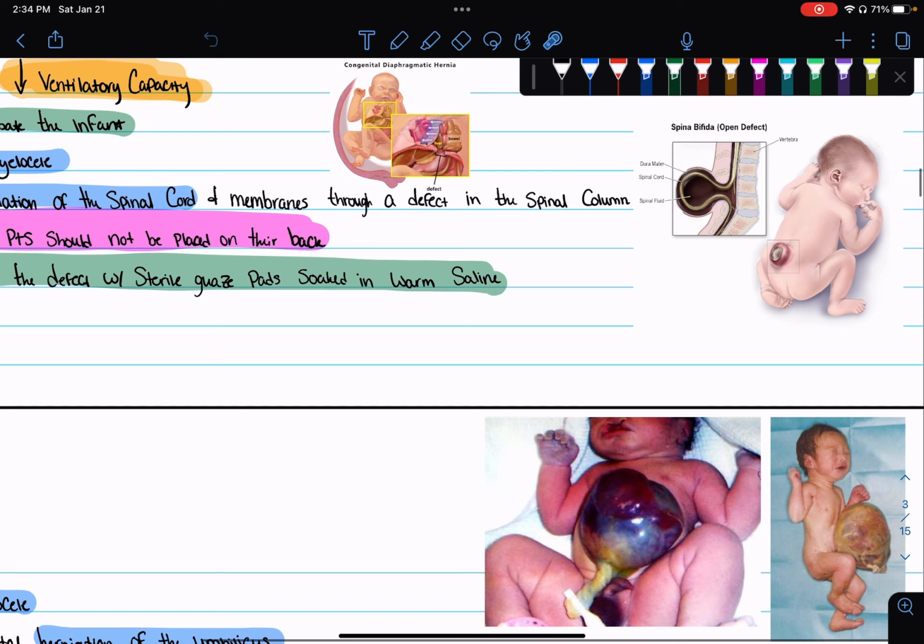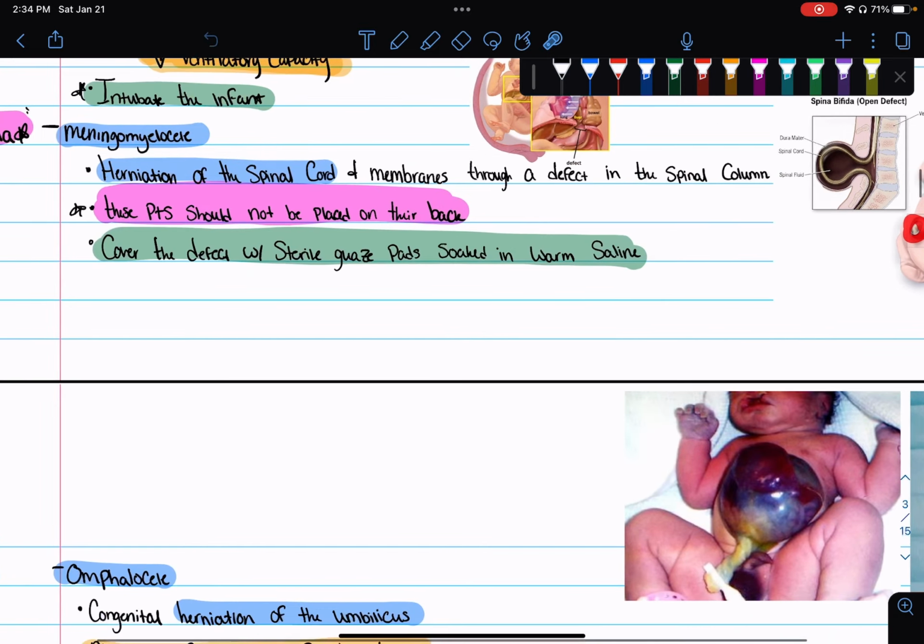For our treatment on this, we're going to lay the baby prone, and we're going to use wet sterile dressings on this patient and just try to prevent any infection.